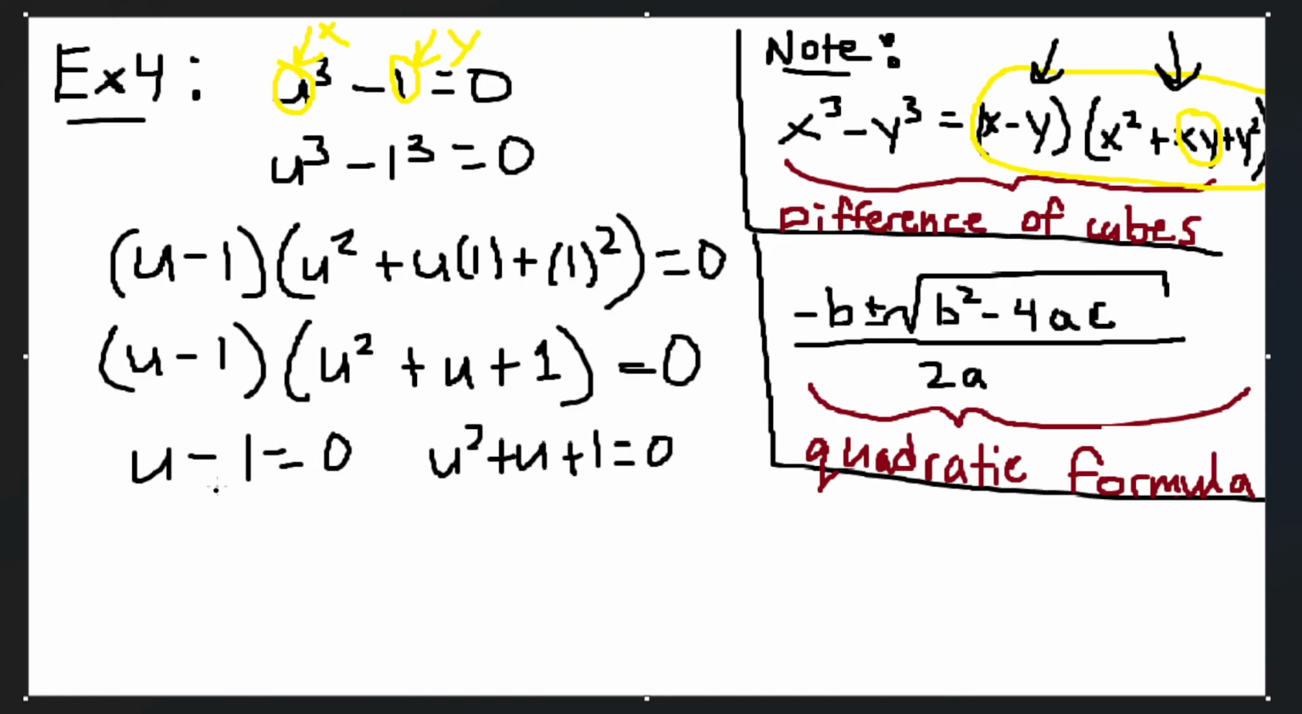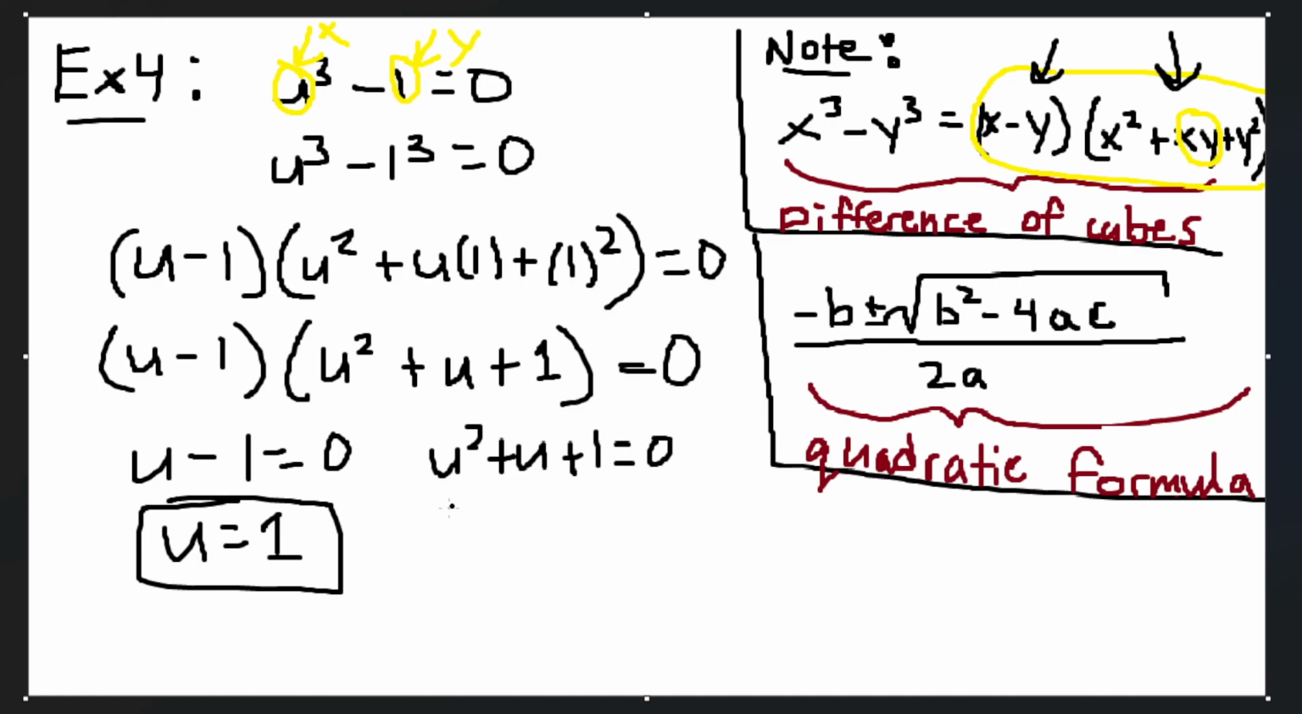And u minus 1 equal to 0 is simple. We just add 1 to both sides, then u is equal to 1. So that would be one of your answers. Now this u squared plus u plus 1 requires that we use the quadratic formula that I wrote to the side over here.